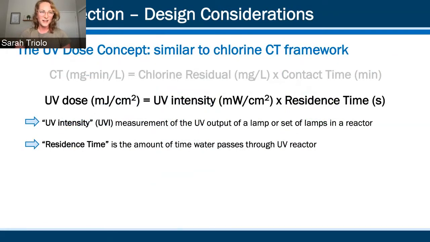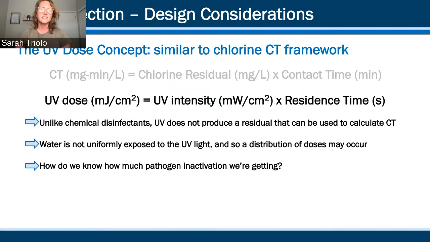So how do we do crediting for UV? Well, the key is all about UV dose. This concept has similarities to the chlorine CT framework in that the dose is the product of two factors: the UV intensity, which is really how much UV light the UV lamp is outputting, times the residence time. So similar to the contact time, right? How much time is the water spending in the presence of this UV light? So there is that kind of similarity, but there are differences that make the approach to UV crediting very different.